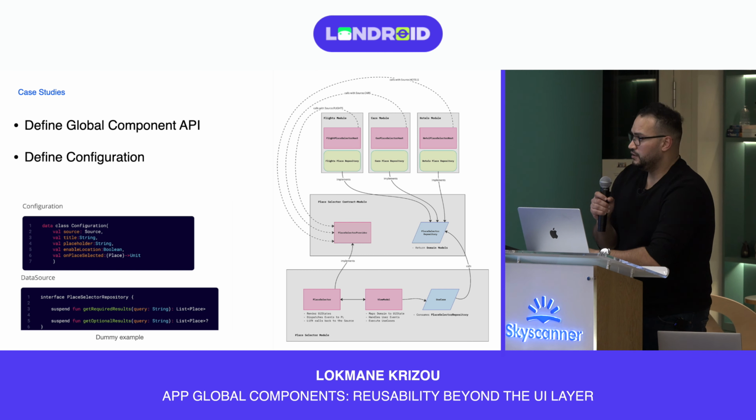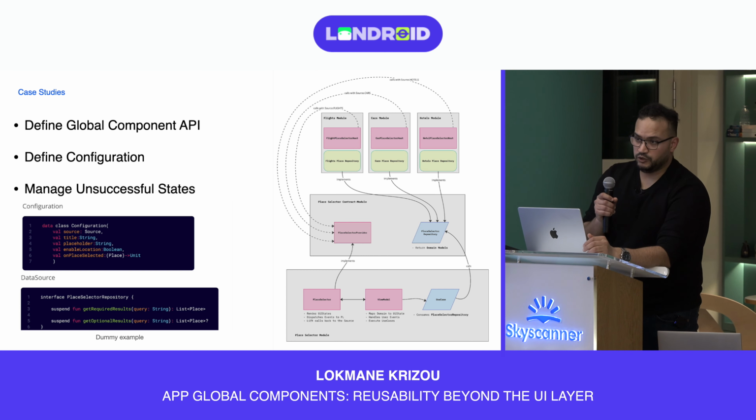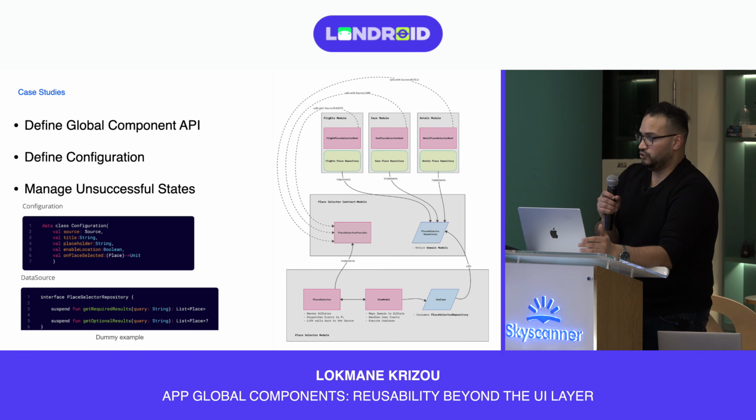Once you have both the place selector repository, or the API as we call it, and the provider, your next thing to do is make sure that you manage the unsuccessful state. To manage the unsuccessful state, you actually need to involve the product and design to make sure that you don't make decisions that are going to affect you later on, and you want to show the exact state that you need for the users to see.